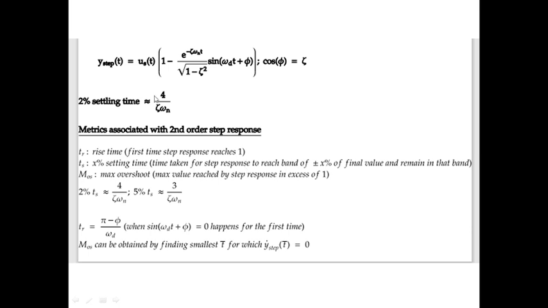So again for approximate calculations, for example for calculating settling time, we'll discuss what settling time is. We see that the equivalent time constant for a second order system is generally approximated to be 1 by zeta omega n. So we'll build upon these factors in the next video: what is rise time, settling time, overshoot, etc.